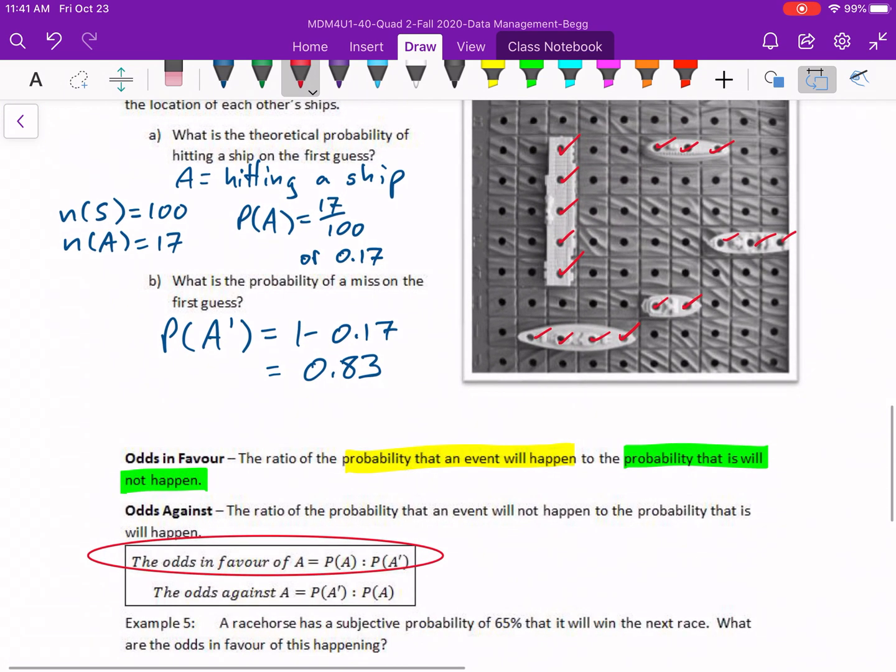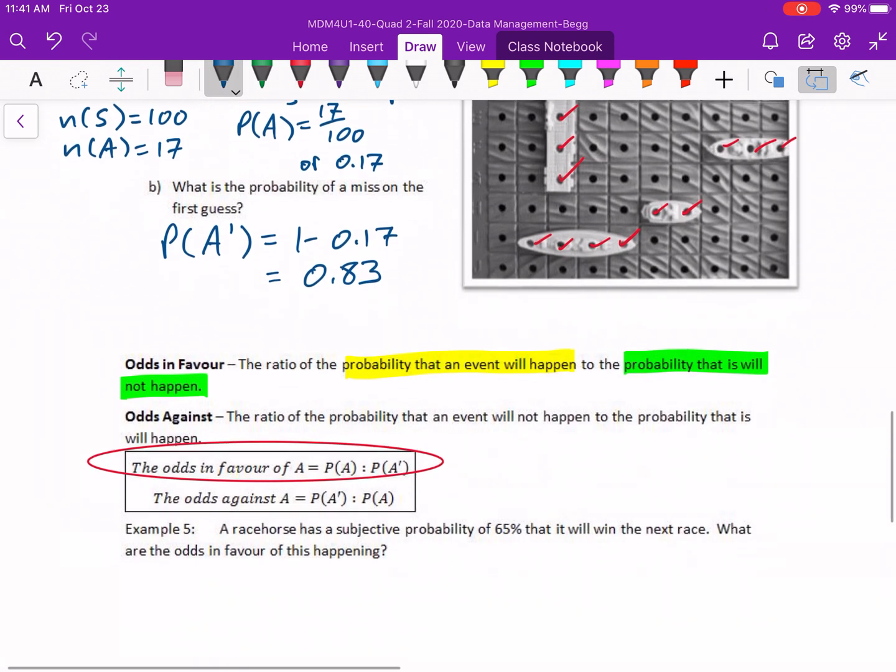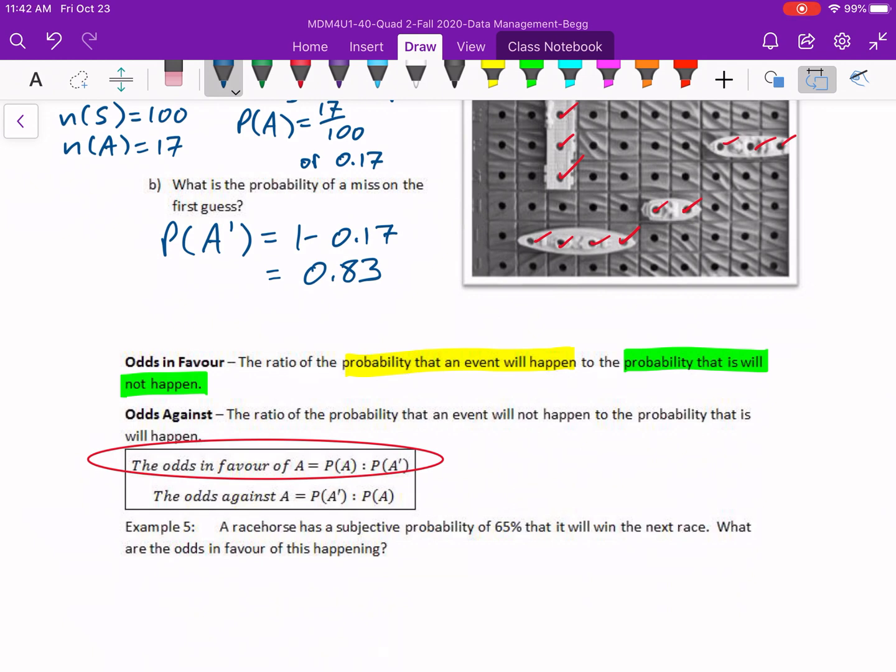So let's again go back to Battleship. We have a 17% or 0.17 probability of hitting a ship on our first guess. But the odds of hitting a ship on our first guess is not 0.17. It would be 0.17 to 0.83. So the odds of success compared, we usually use a colon to compare it, to the odds of failure.